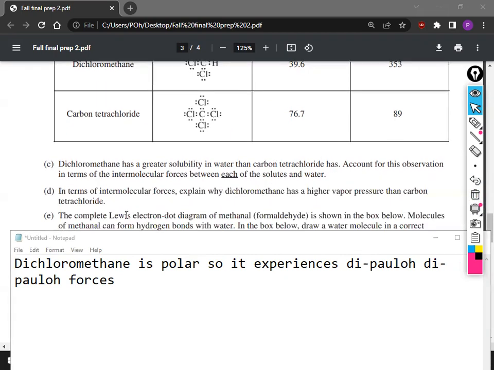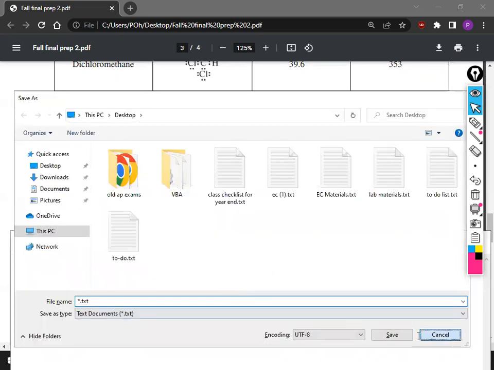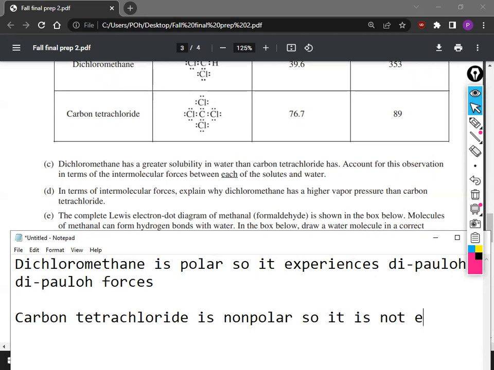I'm cool with that. In terms of IMF, explain why. Actually, sorry, you should also mention here that carbon tetrachloride is non-polar, so it is not soluble. You can mention dispersion, that they both have dispersion, but dipole is the one that really matters.